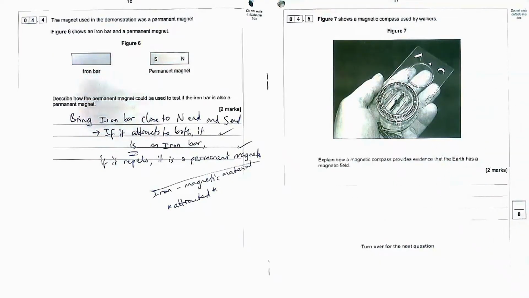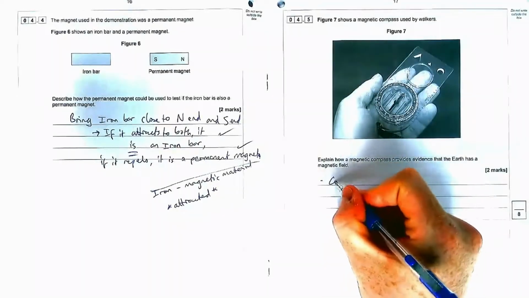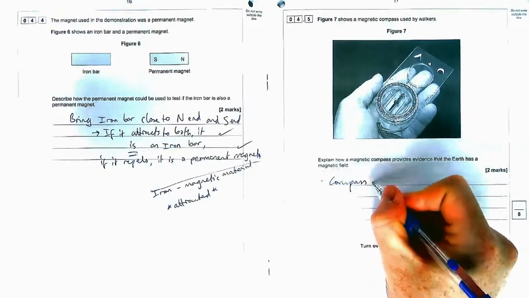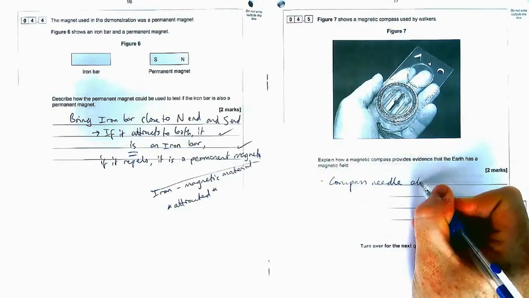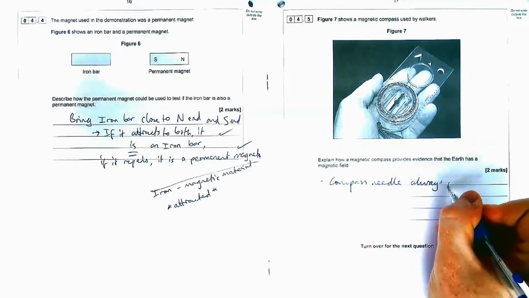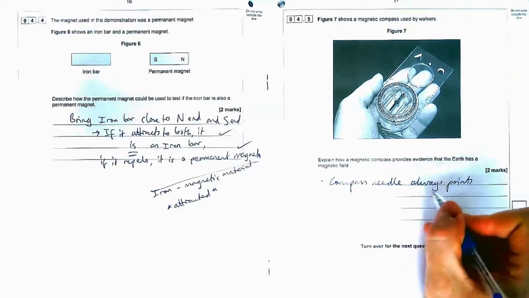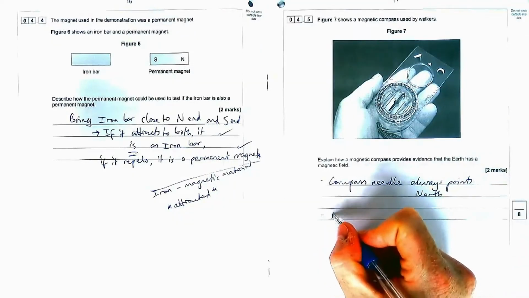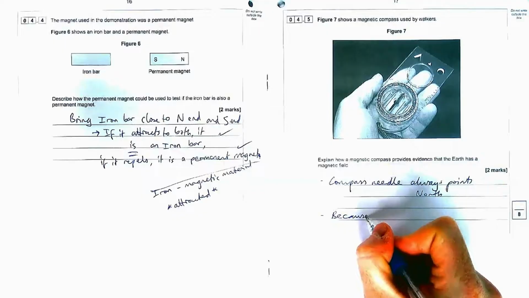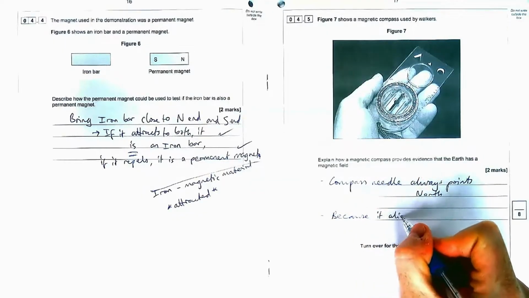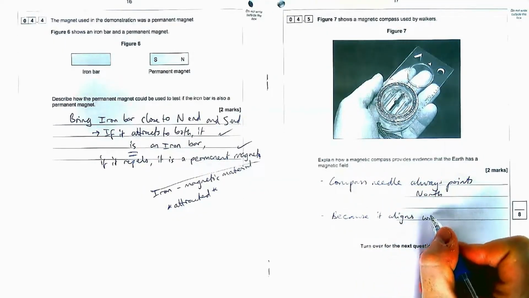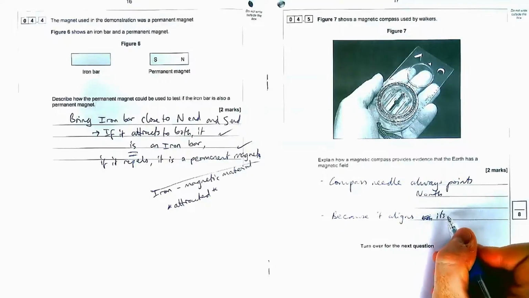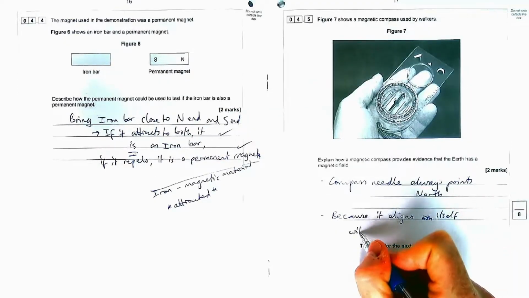always points north, always points in the same direction, okay, and that's because it aligns itself with the Earth's magnetic field. So you could say things like it kind of follows the shape of the Earth's magnetic field, things like that, but align is a really good word to use.